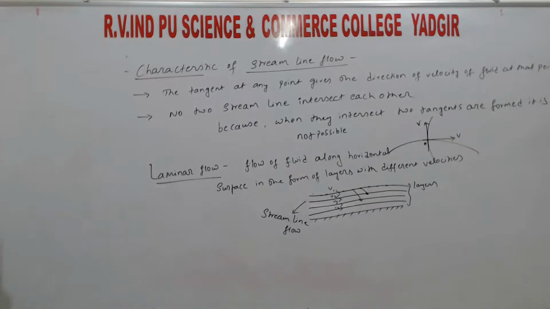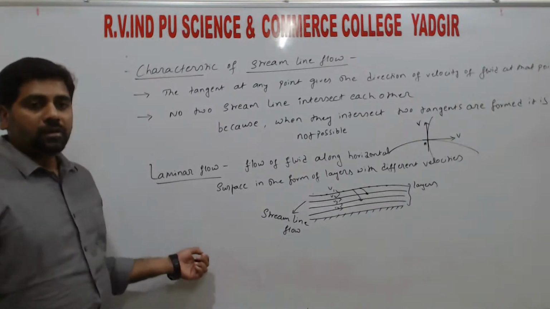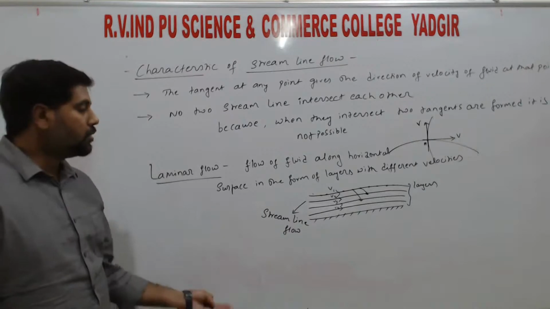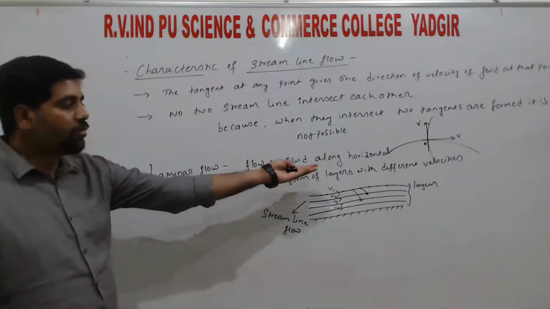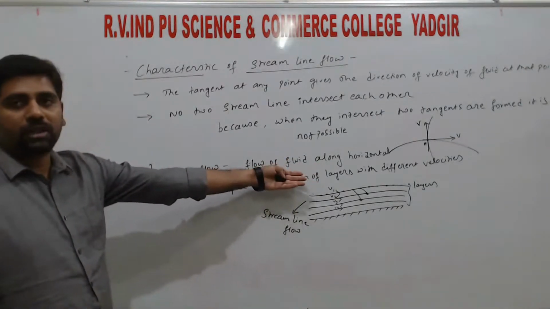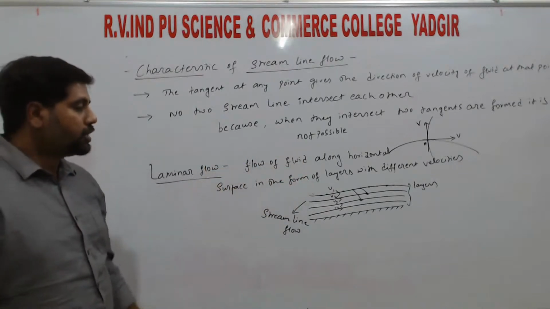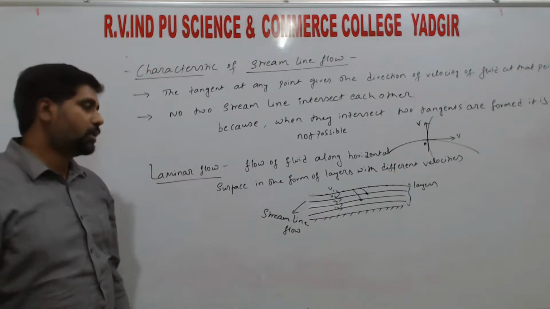So laminar flow is another type of the streamline flow, but here those layers are moving with different velocities. So with different velocities, this is the laminar flow, that is how the fluid flows, right?